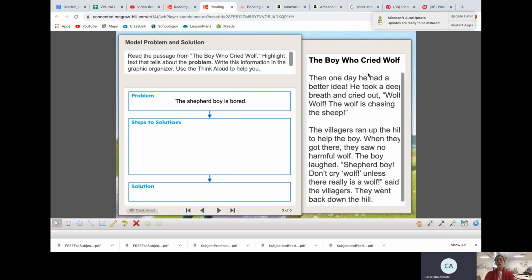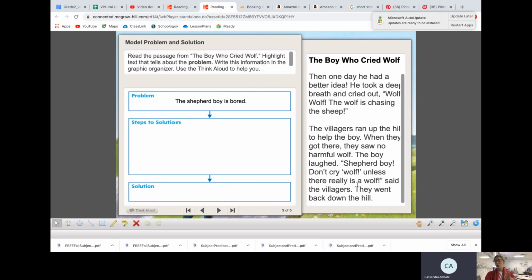So let's keep reading this page. I know that we all know what the problem is, what he did because he was bored. That wasn't the right thing to do. But let's reread it anyways, and let's add to the problem.